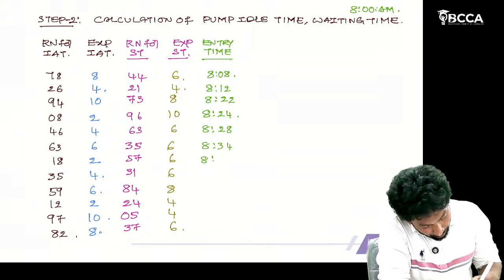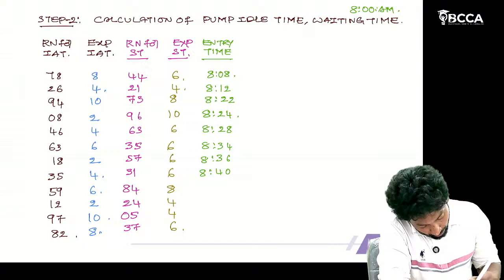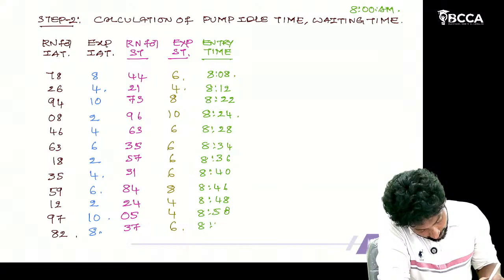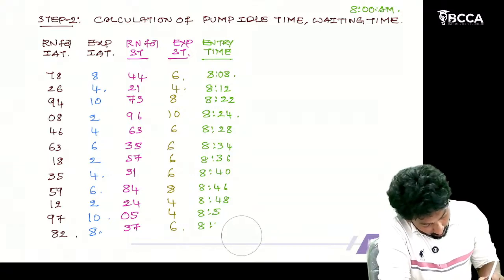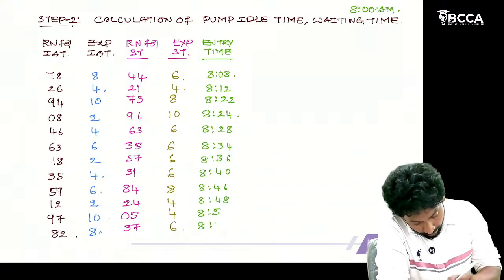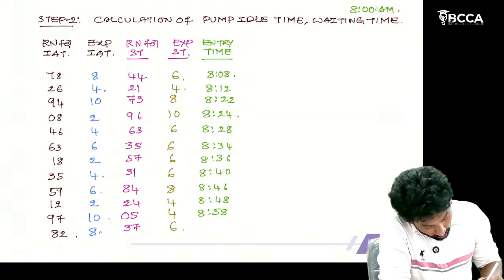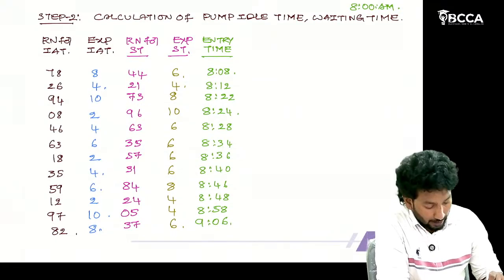Next one plus 6, 34, plus 2, 36, plus 4, 40, plus 6, 46, plus 2, 48, plus 10, 58. Then plus 8, it gives us 8:58 plus 8 minutes, that means 9 o'clock 06 minutes. Okay, this is the entry time.